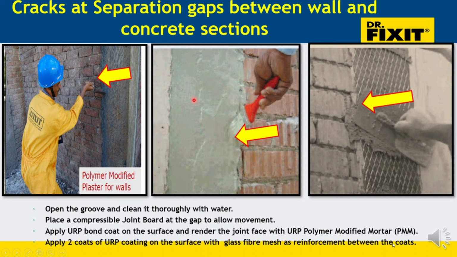Then if there is tackiness, you can also use PMM and fill it, and apply 2 coats of URP on the surface with glass wire, as shown in these images, and coat with the URP. So this is how the treatment has to be done, as shown in the picture, for all separation gaps between the wall and concrete section.